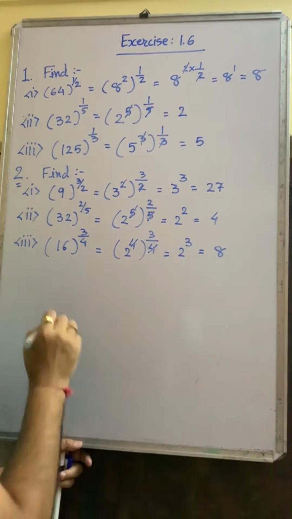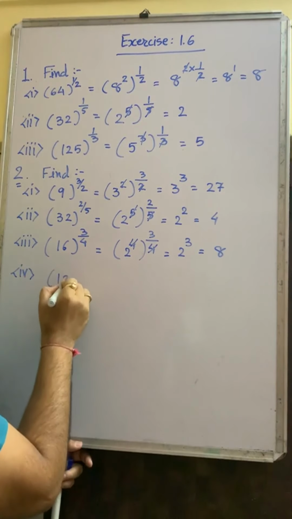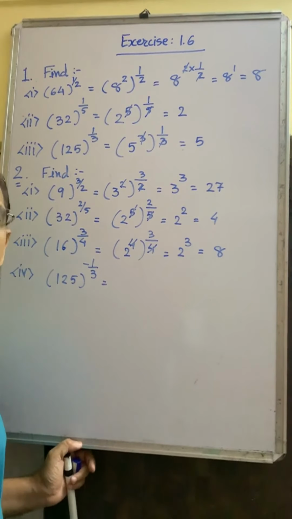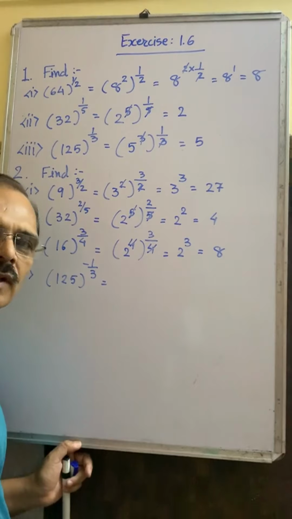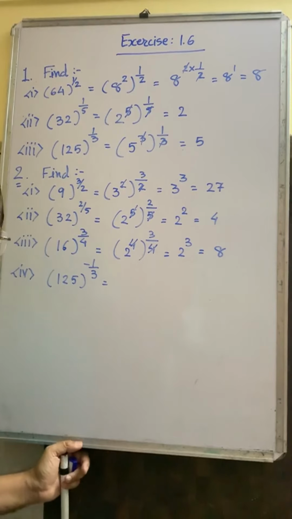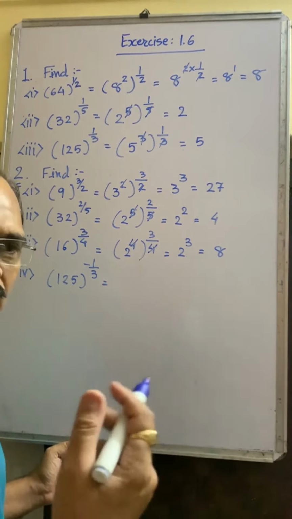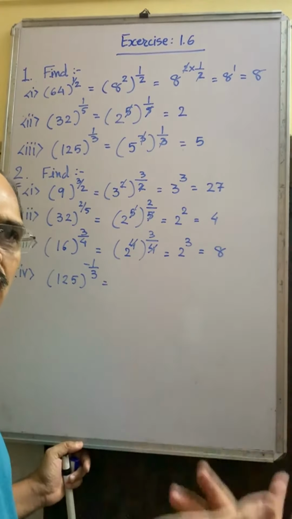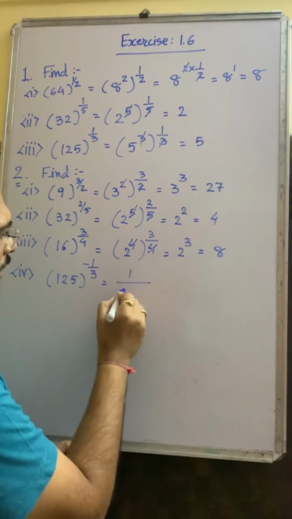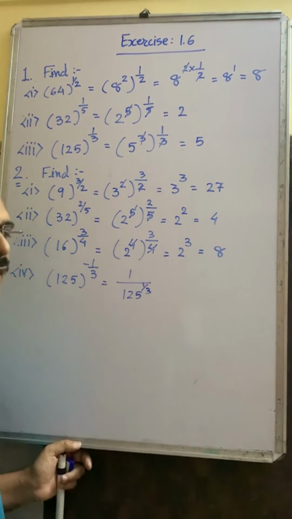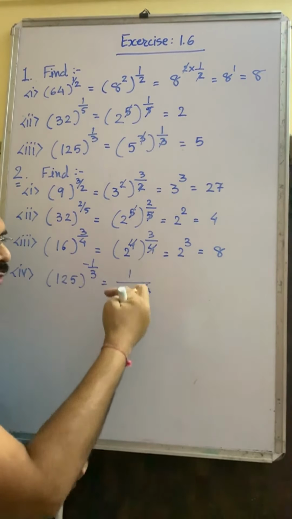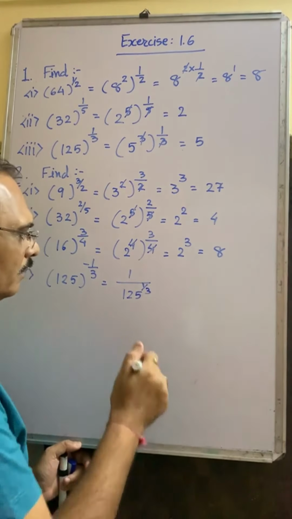Fourth is 125 raised to minus 1 upon 3. Don't keep power in negative form. So to convert into positive, what should we do? Think. You have to inverse it. Numerator converts into denominator, denominator converts into numerator, then power will change. That means here 1 upon 125 raised to 1 upon 3. Now power is positive. This was in numerator, so I take it into denominator, and that's why power will change.